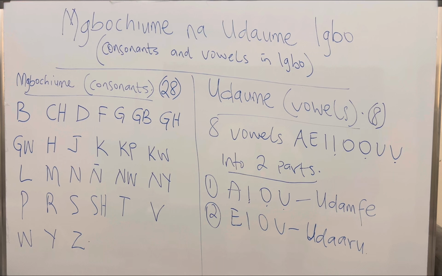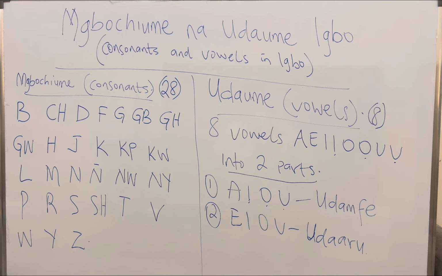So they are divided into 2 parts. The first part, which, like I explained, is known as Odamfe, that is the lighter vowels. Let's take them to know the sounds. There are A, E, O, O, A, E, O, O. That is the first part.